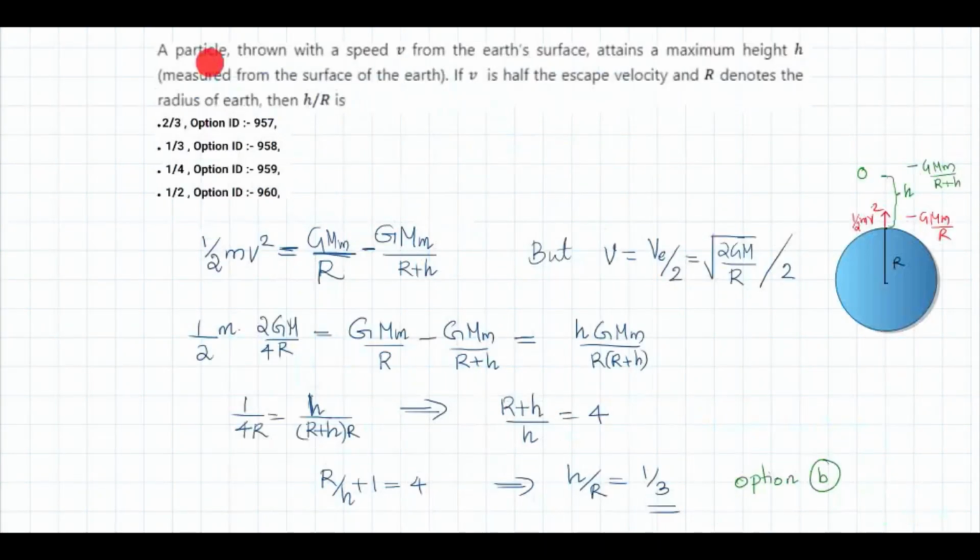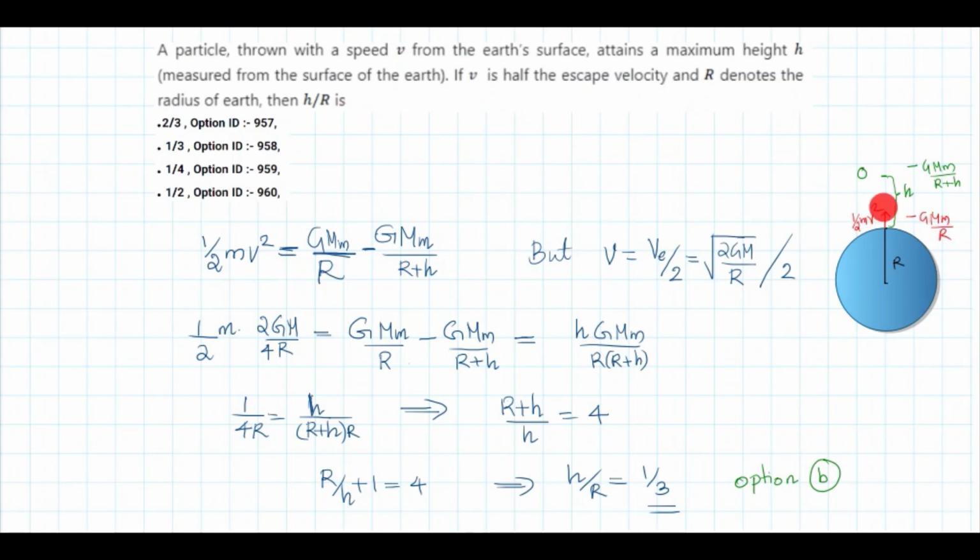Now coming to the next question. A particle thrown with a speed v from the Earth's surface attains a maximum height h, and h is measured from the surface of Earth. Okay. If v is half the escape velocity and r denotes the radius of Earth, then h by r is. Okay.